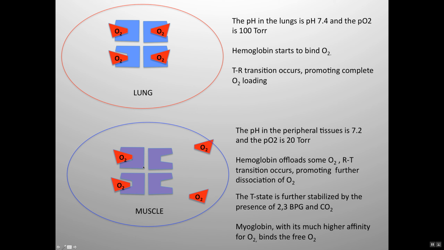So oxygen molecules are going to come off. We're going to go from the R to the T state, and this is going to help offload our oxygen molecules. This T state is further stabilized by the presence of the 2,3-bisphosphoglycerate, but also by the high concentration of carbon dioxide in the peripheral tissues. Now at this point, myoglobin, which doesn't have this T to R transition, always has a high affinity for oxygen. It can bind this free oxygen.